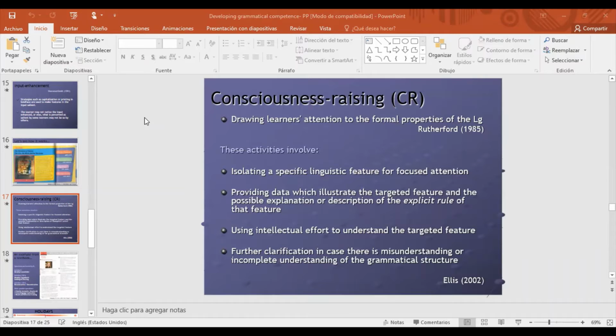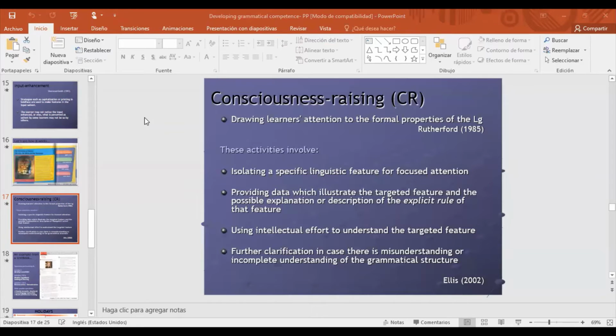Okay, maybe. But the idea here is, you're right, Emma, but the idea here is that first you work with the whole of the language. And from that context, you isolate a specific structure you want your students to focus on, in a kind of top-down approach, I'd say. Yes, from the whole, or from general to specific.